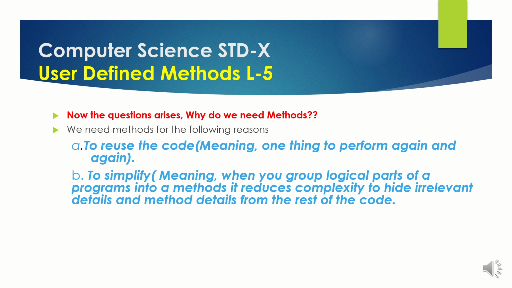Second is to simplify the code. When you group logical parts of a program into methods, it reduces complexity by hiding irrelevant details and method details from the rest of the code. Next, it helps to achieve the top-down approach of programming by breaking the bigger problem, the whole program, into small sub-problems. That is what a top-down approach is.